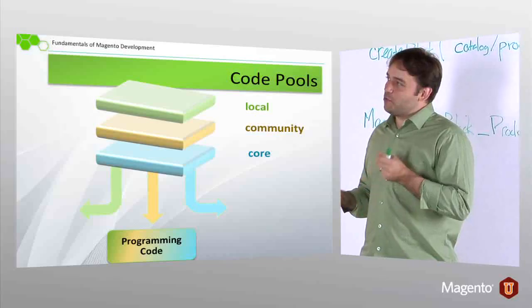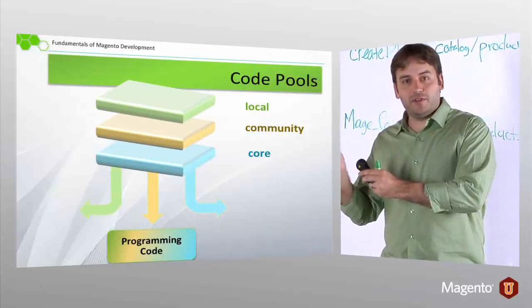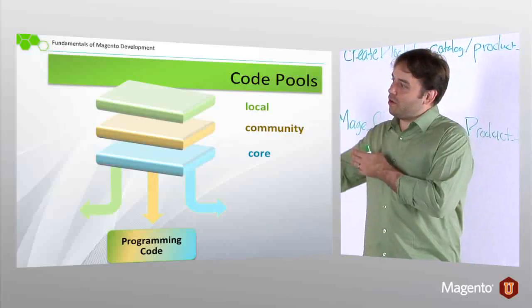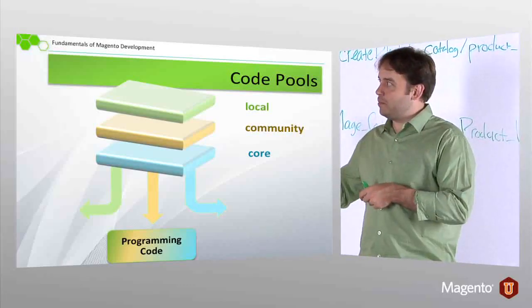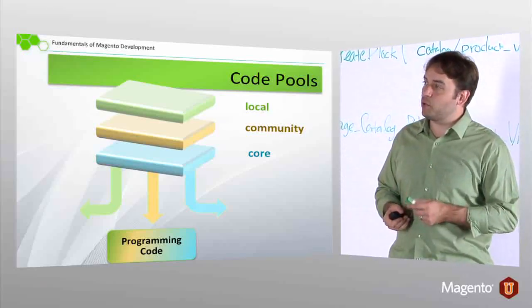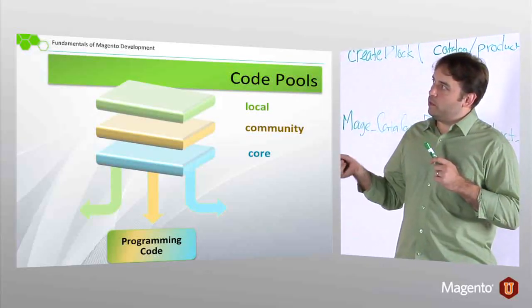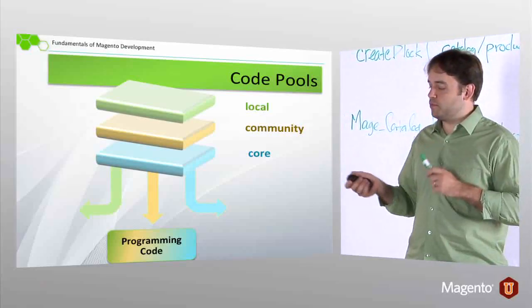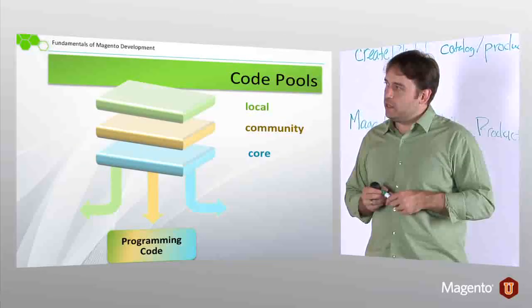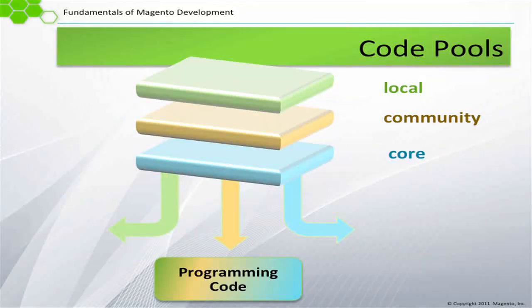Code pools. If you remember earlier, we were talking about the app folder, and we have app/code. Inside app/code are our code pools: community, core, and local, in order of precedence as far as the autoloader is concerned: local, community, and core. So what happens with the autoloader is, and let's take a look at this really fast. This is very, very important.